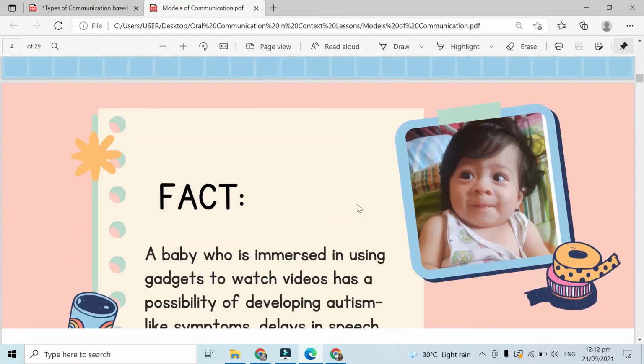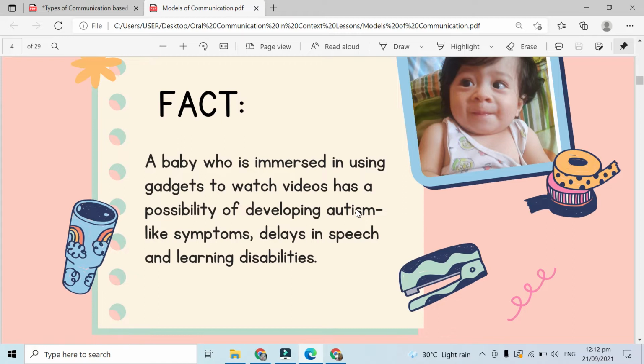So, in connection with this, there is a fact that a baby who is immersed in using gadgets to watch videos has a possibility of developing autism-like symptoms, delays in speech and learning disabilities. So this is really something serious. Okay, so please, reminders for those who have kids at home less than 3 years old. Do not let your children, your siblings, be addicted to gadgets.